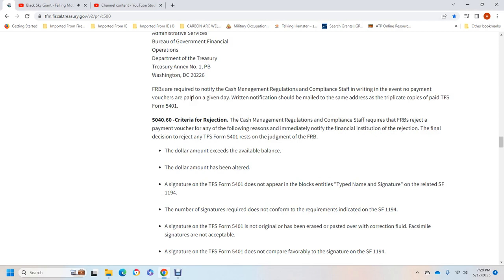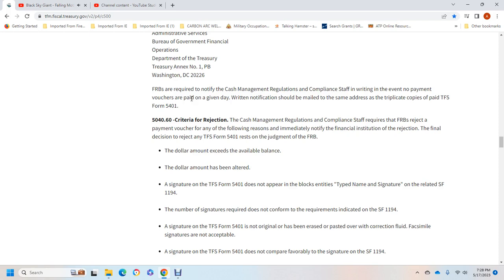Alright, 5040.60, criteria for the rejection. Cash management regulation, complying with the staff of the Federal Reserve Bank, rejection of the payment of the voucher for the following reasons. The financial institution is notified of the rejection, with the answer of the decision to reject the Form 5401 reserved to the judgment of the Federal Reserve Bank. The dollar amount exceeds the available amount at the bank. The dollar amount has been altered. The signature for the Form 5401 does not appear with the bank.